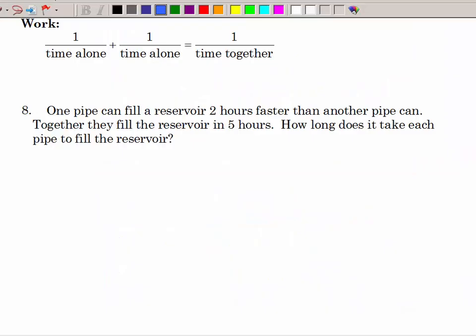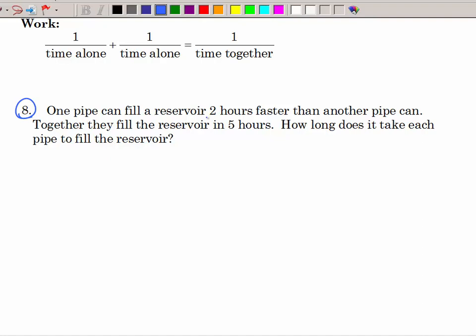Our last problem revisits something we did in a video before this, dealing with work problems. We basically have this formula: 1 over time alone plus 1 over time alone equals 1 over time together. Now that could be people or machines working together. In problem number 8, we have 2 pipes.